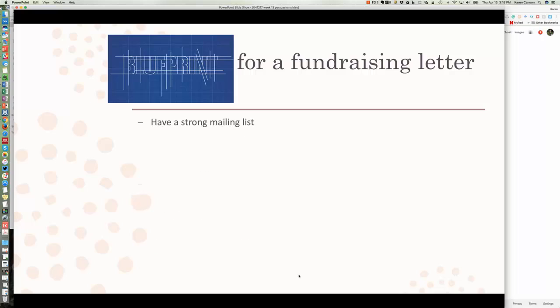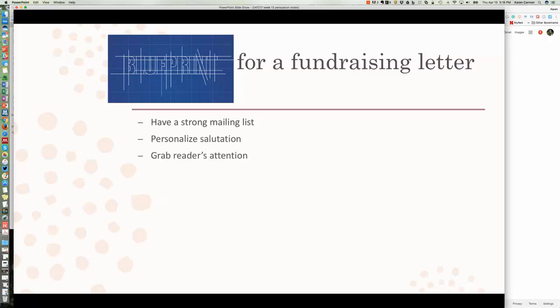So if you think about what's a blueprint or what are some of the elements for a fundraising letter, well, this first one is something that you don't really have to worry about for the assignment, but in practicality, you do need to make sure that as you're creating any kind of persuasive material, specifically a fundraiser, you're going to want to make sure that your mailing list has correct addresses and addresses of people that you really want to reach, all of that. So you want to make sure you have a strong mailing list.